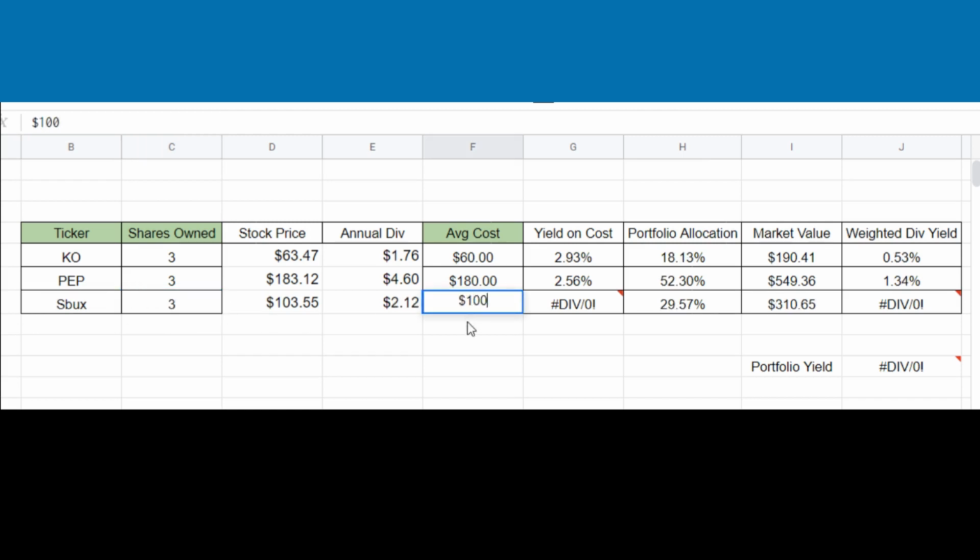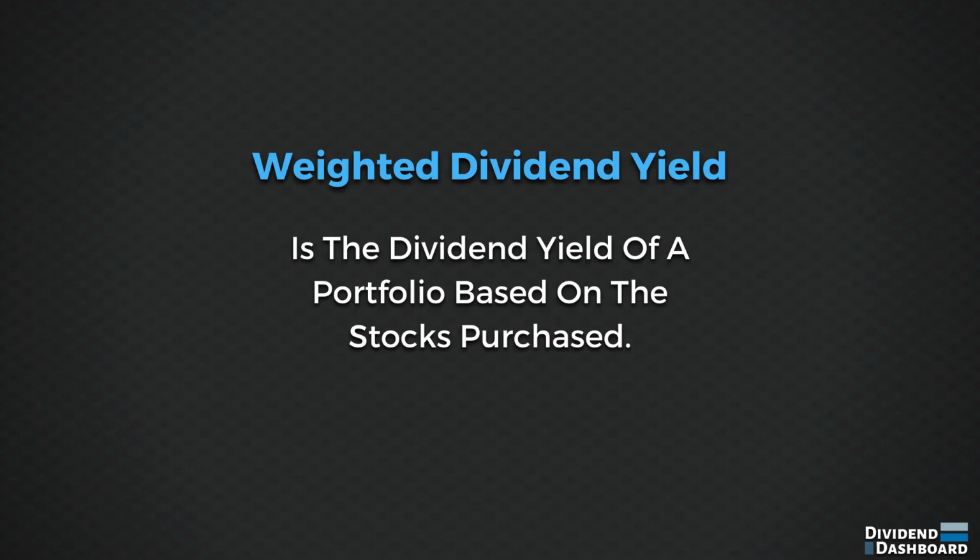Now that we have all the information in, we can see that the dividend yield of our portfolio is 2.50%. The weighted yield on cost is a formula that I personally use. I think it's pretty handy just to know what your portfolio is yielding. As you get closer to retirement or your financial goals, you want to make sure that you have a conservative yield to protect your cash for the rest of your life.